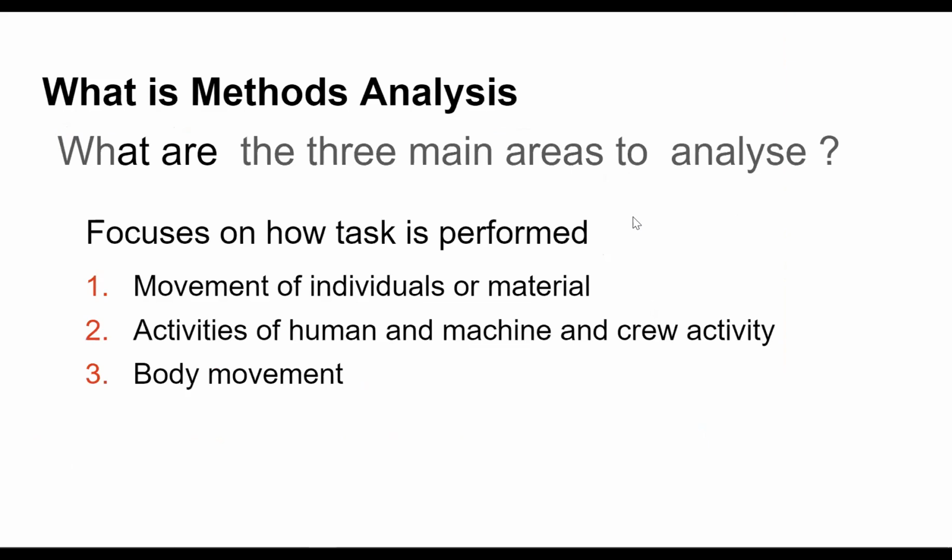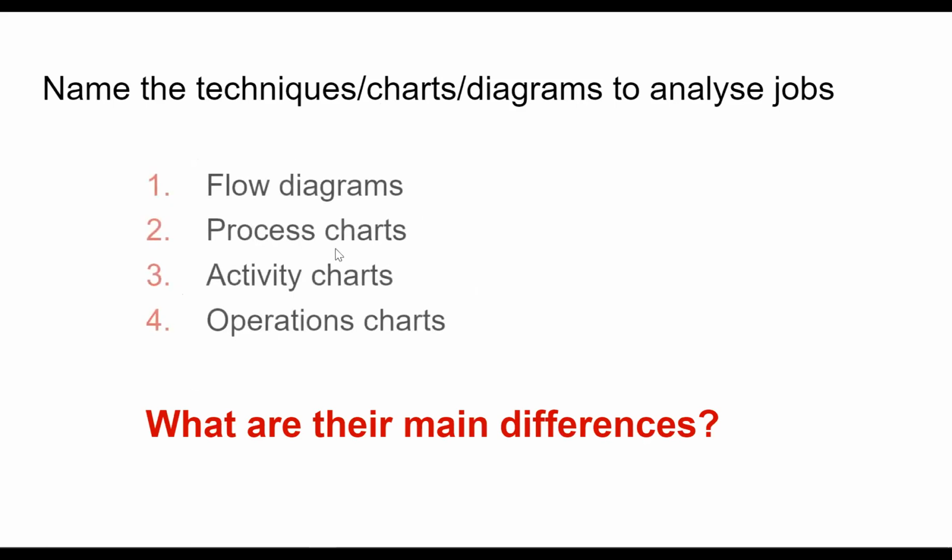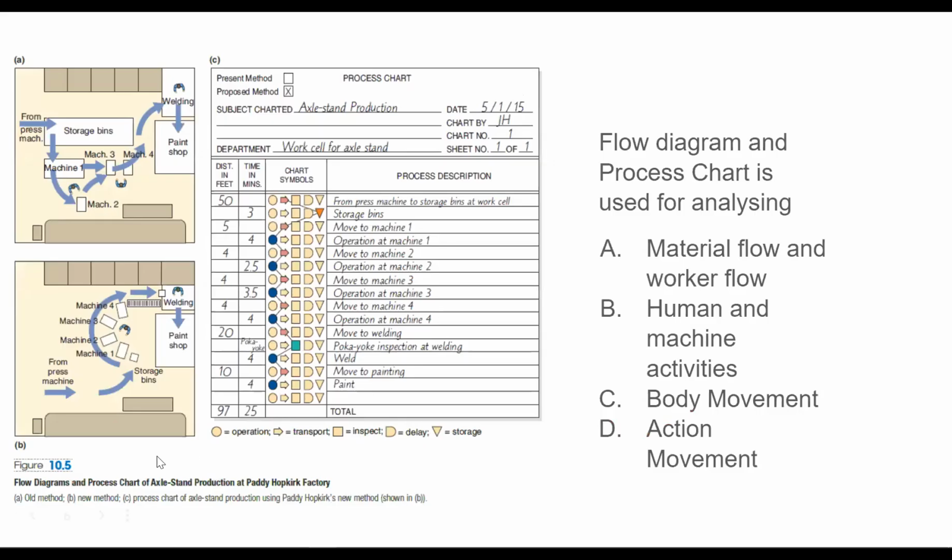There are three main areas to analyze. One is movement of individuals or material. When we say movement, it's actually flow. Flow. Activities of human is the interaction between human and machine. And the third is body movement. And it is related to these charts: flow diagram, process chart, activity chart.